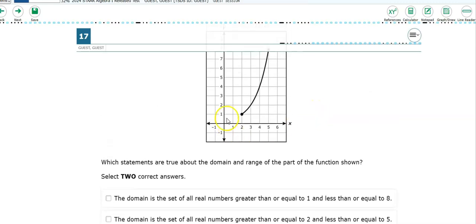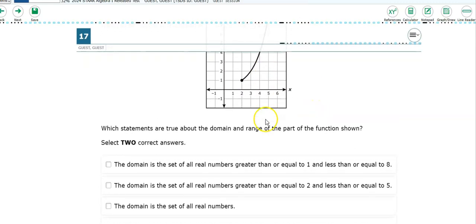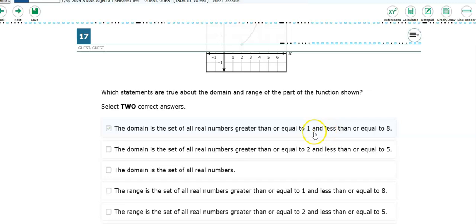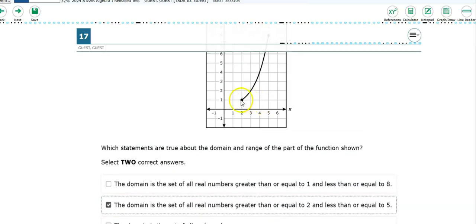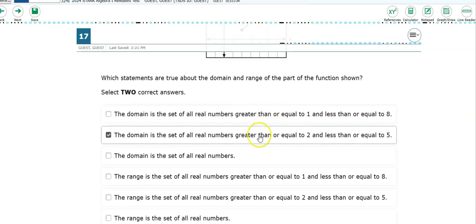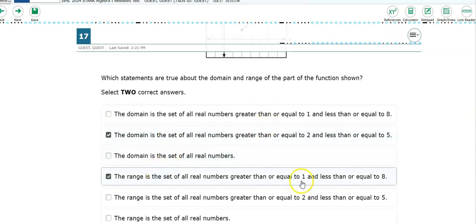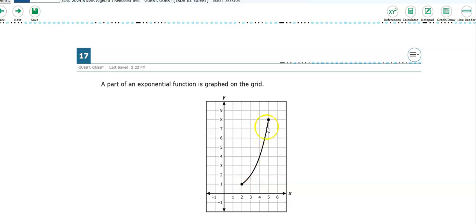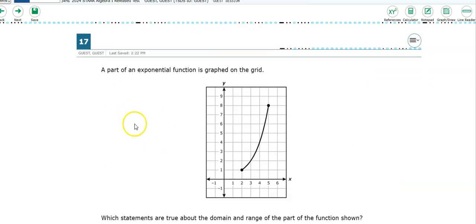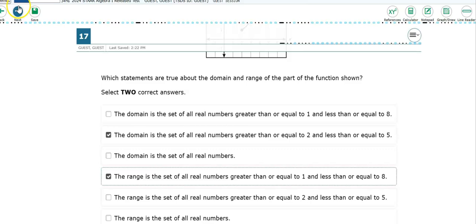Okay, so the 1 and the 8 are the range. The first one says domain 1 and 8. That's wrong, it's not all real numbers. The domain is 2 to 5, because that says 2 and that says 5. And the range is 1 to 8, so it's greater than 1, less than 8. Those are the two correct answer choices.